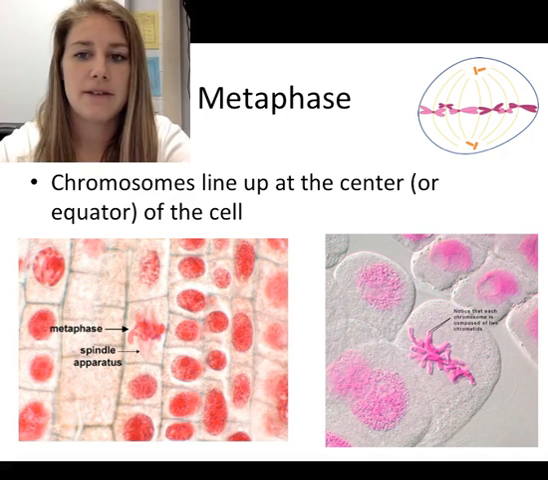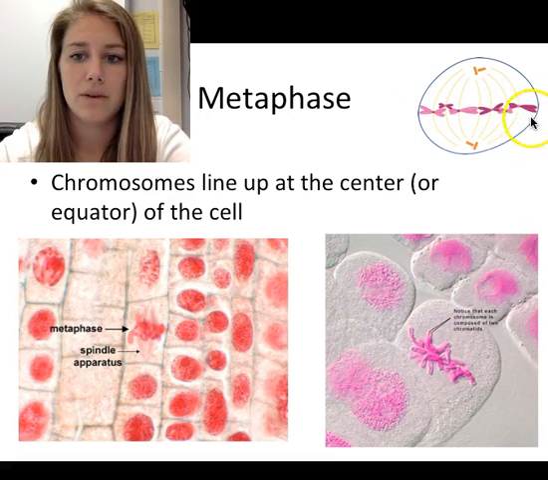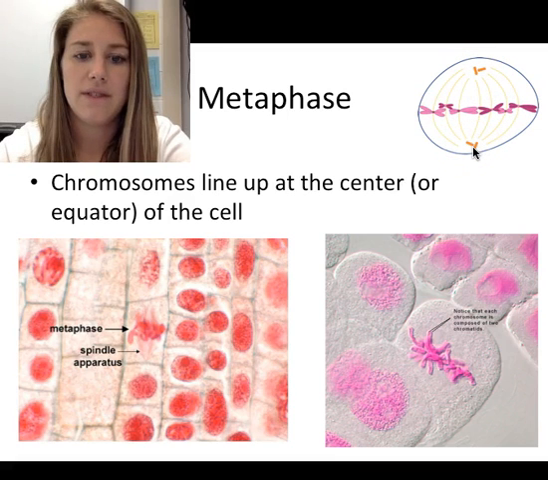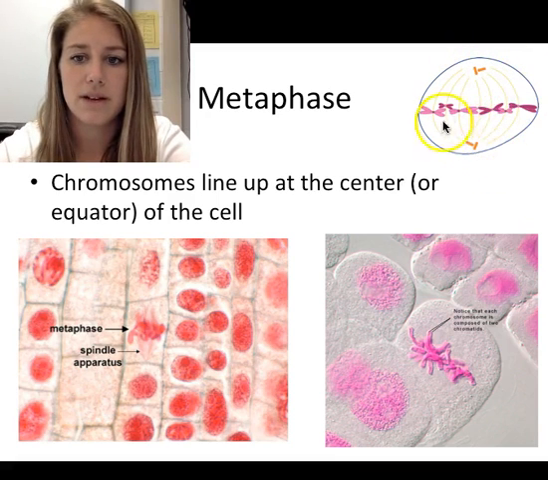Metaphase is another simple one. Chromosomes line up at the center or the equator of the cell. So you can see here that the chromosomes line up along the middle or the equatorial plate. You can see the centrioles at each end of the cell, or what we call the poles of the cell. The spindle fibers are attached to the chromosomes on each side.